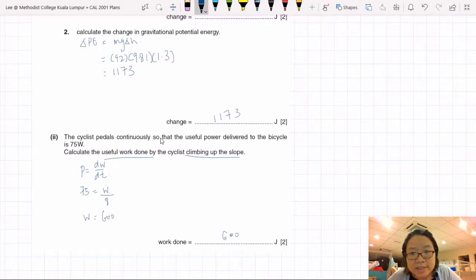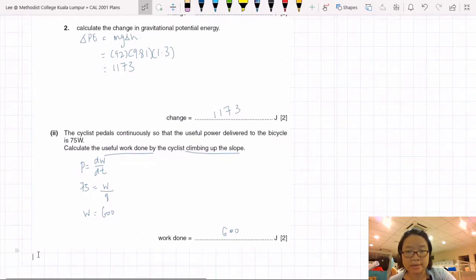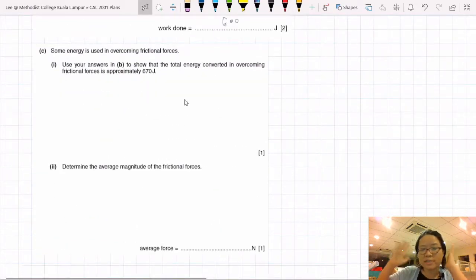So there are a few energies in this situation that are changing. You cycle upwards, you add work into the system, but at the same time your GPE is increasing and your KE is decreasing. So it's useful to hold all of this in your head as you look at part C.